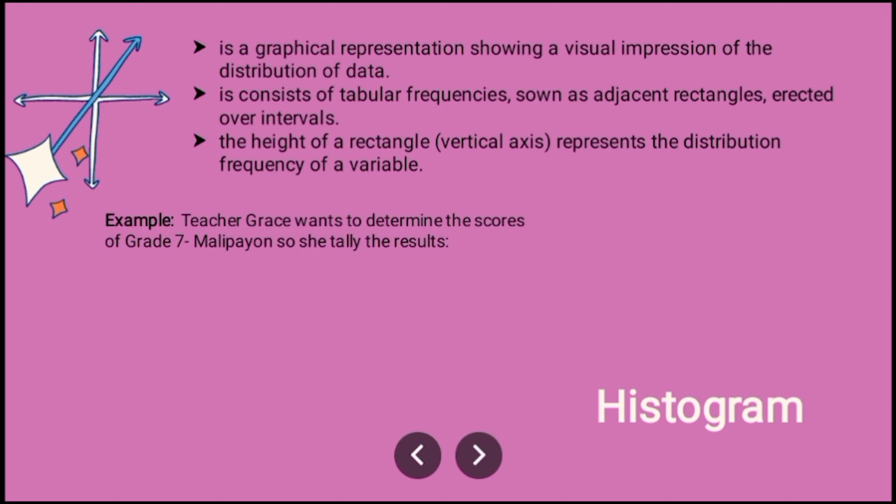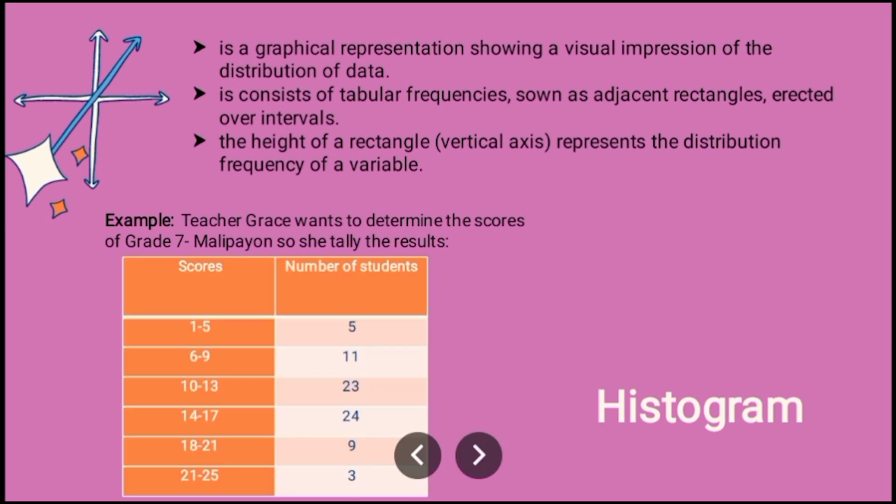So, an example for this is Teacher Grace wants to determine the scores of grade 7 Malipayon, so she tallied the scores. Based on the number of students, 5 students scored 1 to 5, 11 students scored 6 to 9, 23 students scored 10 to 13, 24 students scored 14 to 17, 9 students scored 18 to 21, and 3 students scored 21 to 25.